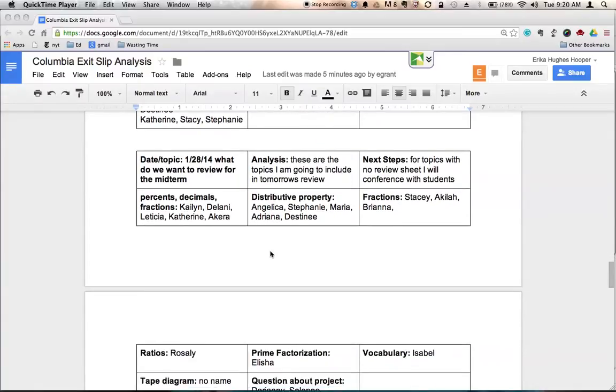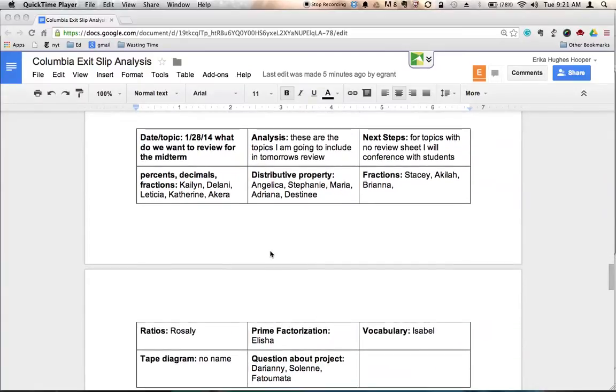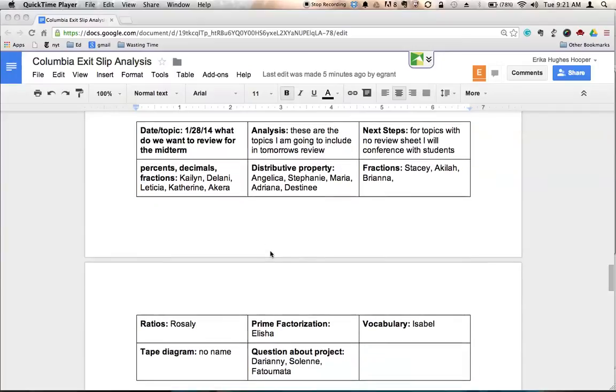Can you talk a little bit about this one? Oh, okay. So this one was a little different. It was the exit slip was what do we want to review for the midterm, and they each were supposed to write down a topic that they wanted, like their number one thing that they wanted to review the next day.